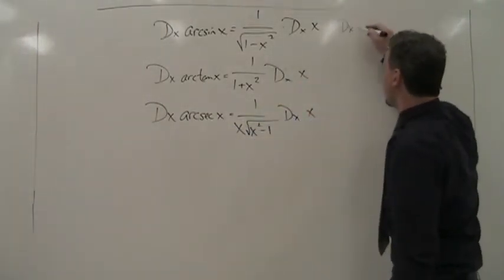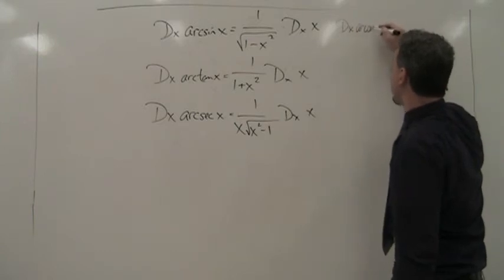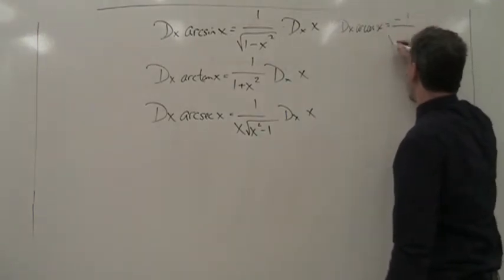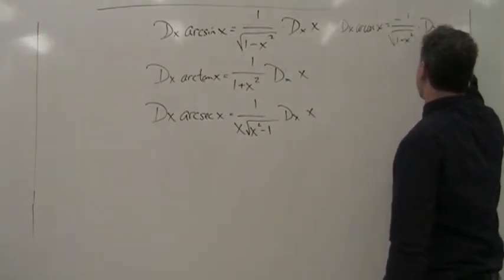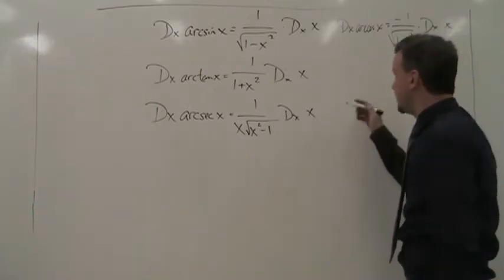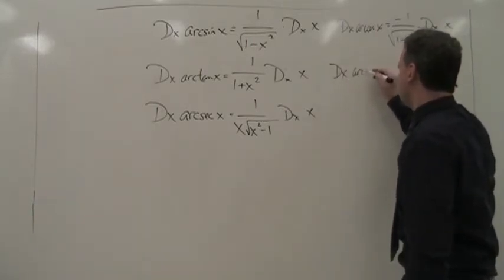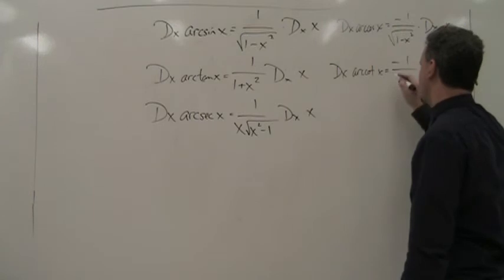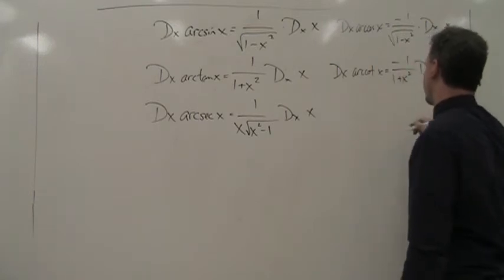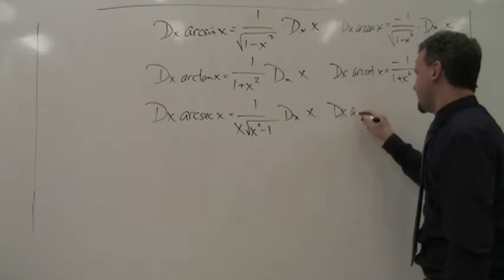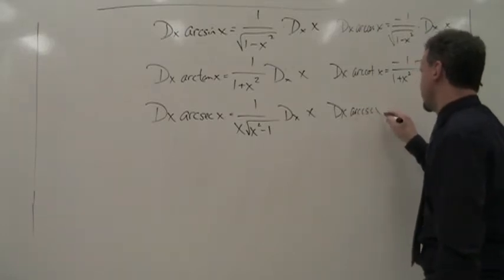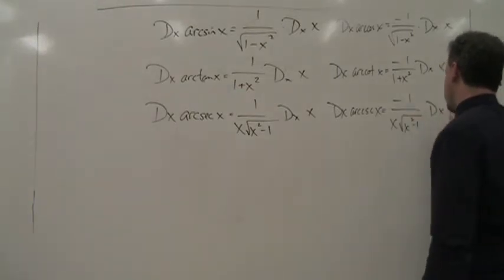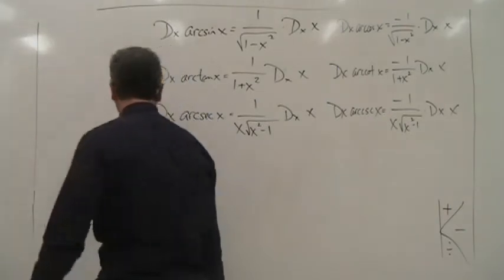Now, let's go and write all the cofunctions next to them. So the derivative of arc cosine, the cofunction of sine, is negative 1 over radical 1 minus x squared times the derivative of the argument with the chain rule. The derivative of the arc cotan, which is the cofunction to tangent, is negative 1 over 1 plus x squared times the derivative of the argument. And the derivative of the arc cosecant is negative 1 over x radical x squared minus 1 times the derivative of the argument with the chain rule. So these are our 6 rules.